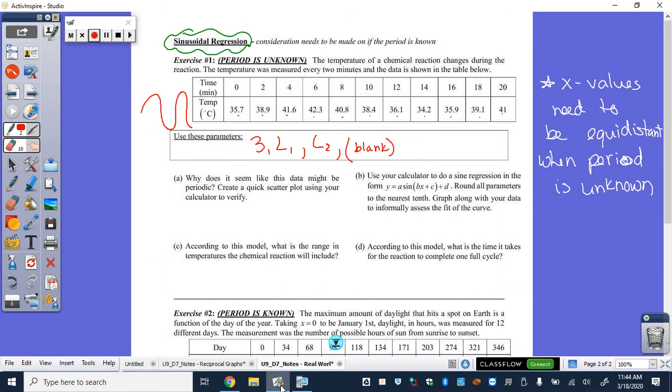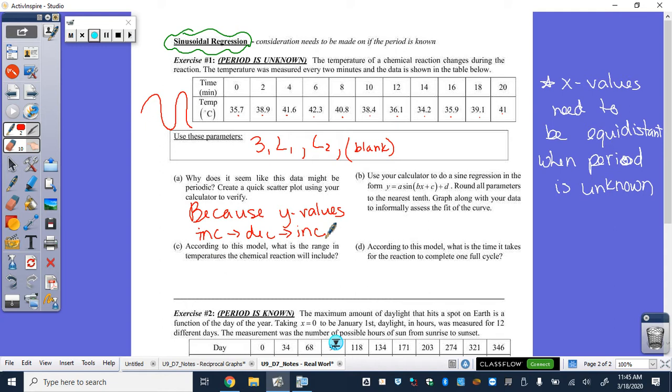Let's look at our questions. Why does it seem like this data might be periodic? Create a quick scatter plot using your calculator to verify. So, because y values increase, then decrease, then increase. So because they keep going up, down, up, down, up, down, it is sinusoidal.